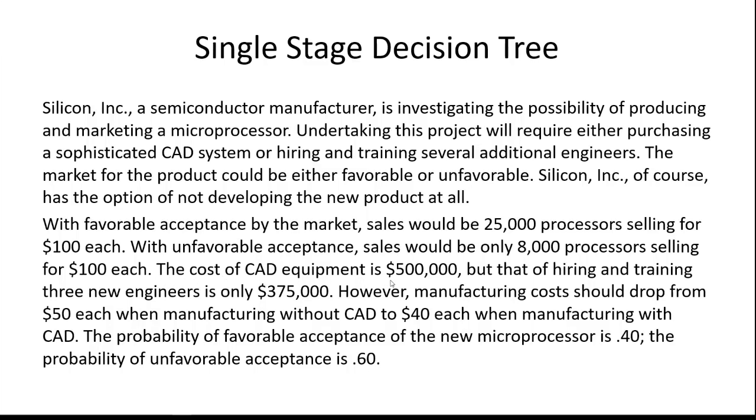The cost of the CAD equipment is $500,000, so this would be the fixed cost in this case. But that of hiring and training 3 new engineers is only $375,000, so that's the fixed cost for engineers. However, the manufacturing cost would drop from $50 each when manufacturing without CAD to $40 each when manufacturing with CAD. So the variable cost while using CAD is $40, while the variable cost while using engineers is $50. That's what the question is hinting at. The probability of a favorable acceptance of the new microprocessor is 40%, and the probability of an unfavorable acceptance by the market is 60%. This is given by the question.